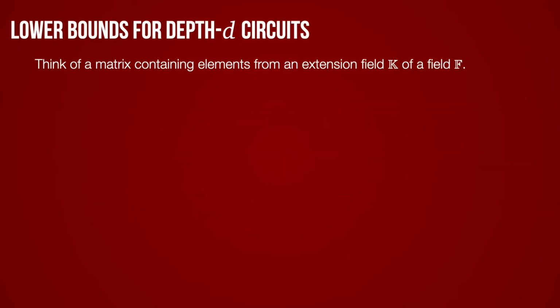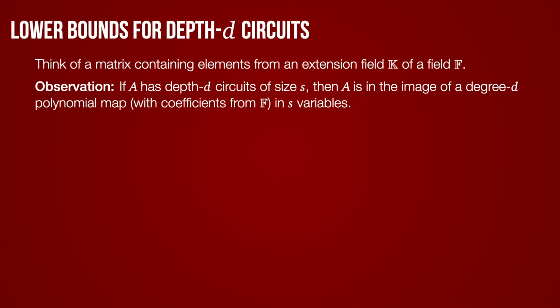Let's see now some of the proofs, or the ideas behind the proofs, of the results in this paper. Let's begin with the lower bounds for general depth D circuits. Here imagine that the matrix contains elements from an extension field K of some ground field F. Now it's not very hard to observe that if A has a depth D circuit of size S, then A is in the image of some polynomial map with S variables with coefficients from the ground field F. In fact, it only has 0, 1 coefficients.